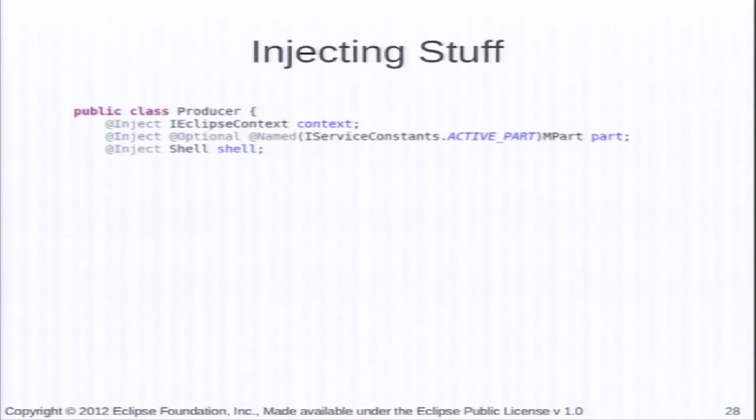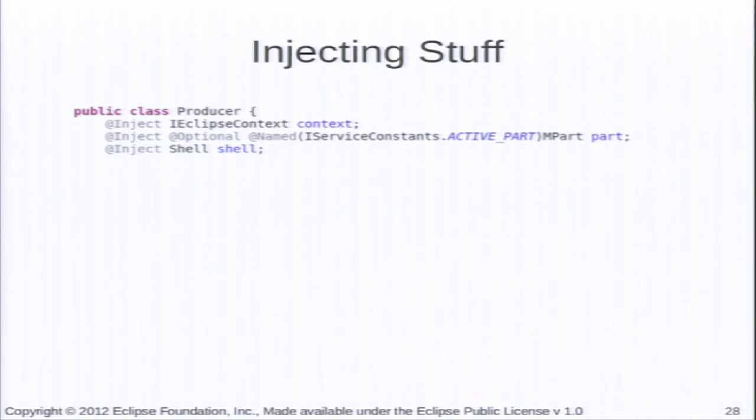You can inject lots of different stuff into your implementation. The context, again, I'll talk about what that is in a minute, but it describes the state of the application at different levels. I can say, give me the active part. So if I'm clicking from view to view to view, that changes the active part in my workbench, and I can be told about those changes and do things based on those changes.